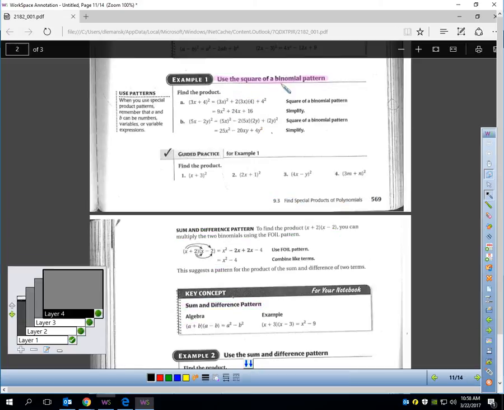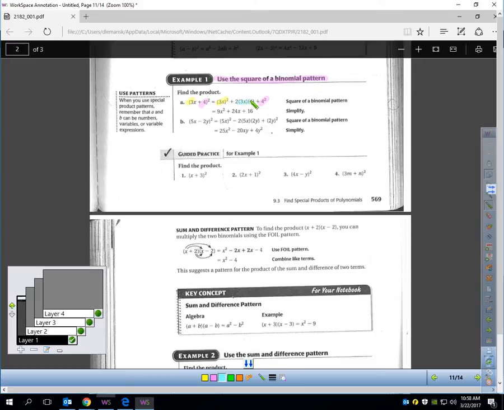Let's use that to solve these. So 3x plus 4 squared. I can take 3x, maybe I should color code these with a highlighter. I can take 3x and square it. I can take 4 and square that, and then in the middle, I'm going to take 3x and 4, multiply those and double it. Well, I'm going to get 9x squared plus 24x plus 16.